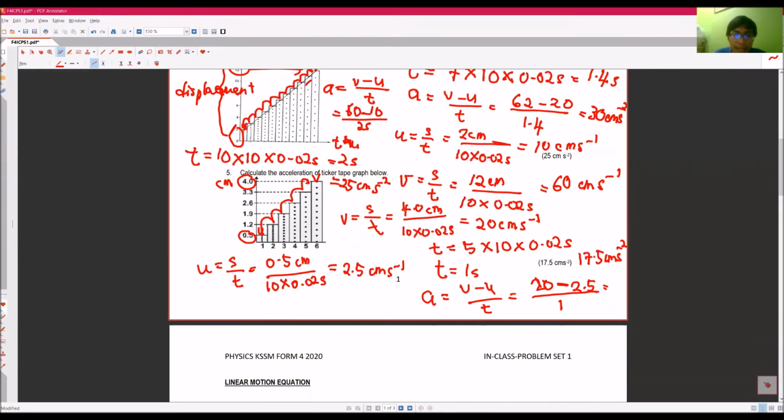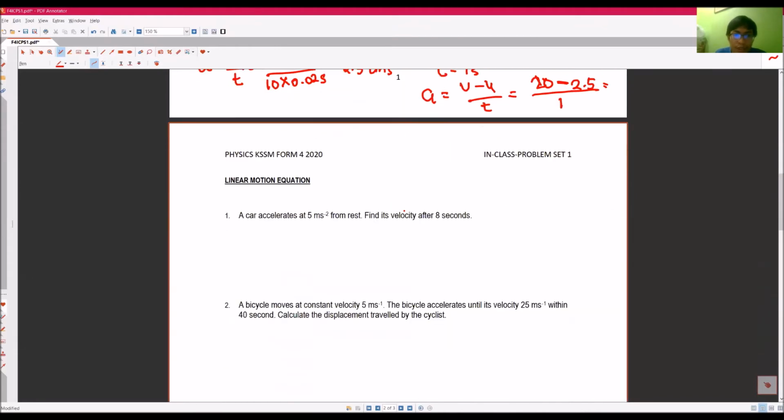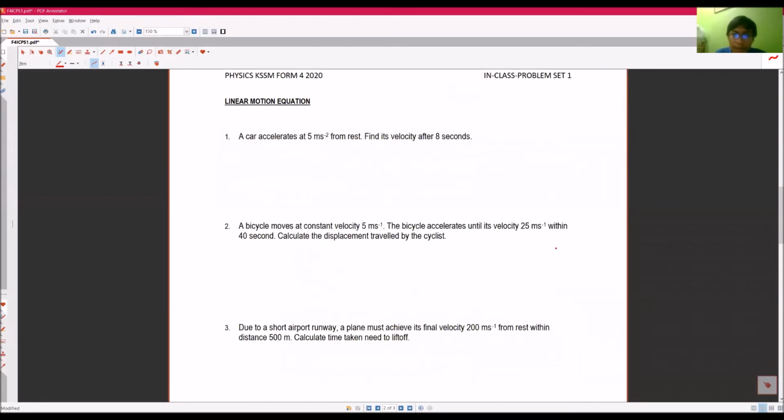Okay, let's see the next section, which is the linear motion equations. Remember that we have four types of linear motion equations. The first one is the acceleration equation: v equals u plus at.